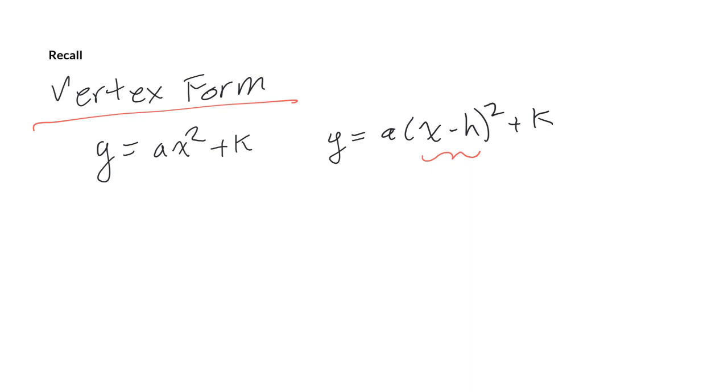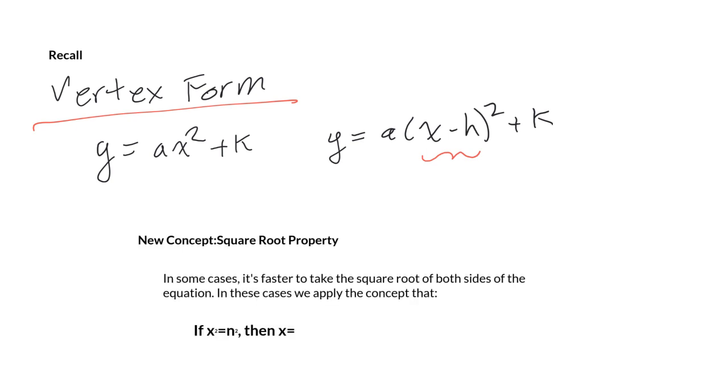The new concept that I'm going to introduce you to is called the square root property. So this concept, the square root property, is this. In some cases, it's just faster to take the square root of both sides of an equation. In these cases, we apply the concept that the following is true. If I know that x squared equals n squared, then normally you'd just say x is equal to n.